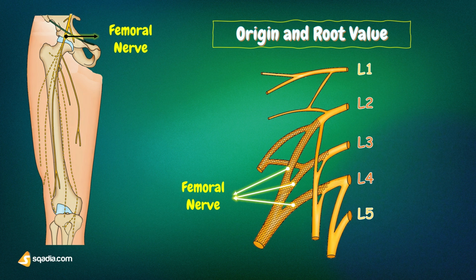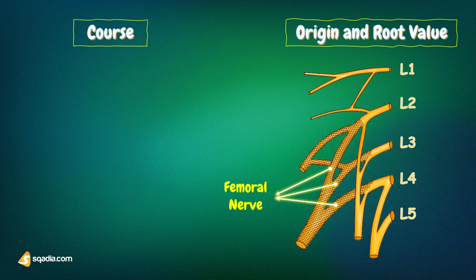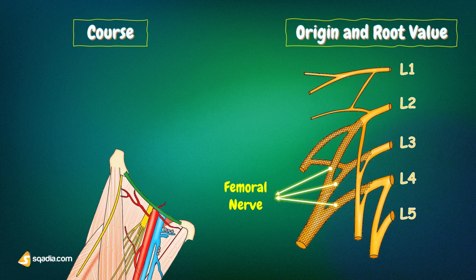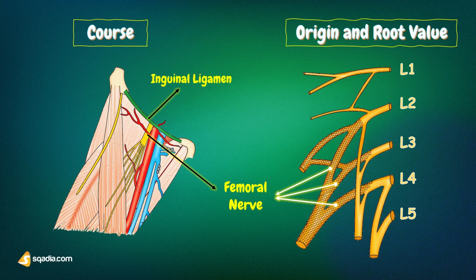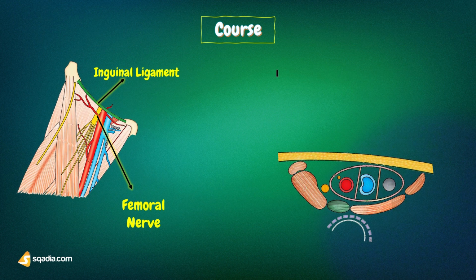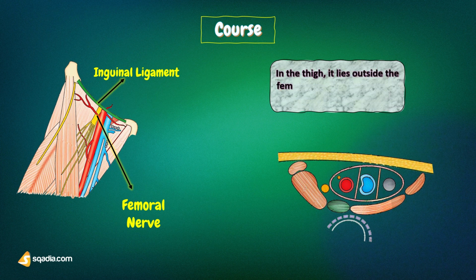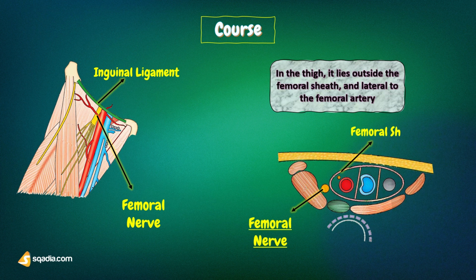As for the course of this important nerve of the lower limb, the femoral nerve enters the femoral triangle by passing behind the inguinal ligament just lateral to the femoral artery. In the thigh, if you look at this cross-sectional view, you can see it lies in the groove between the iliacus and the psoas major, outside the femoral sheath and lateral to the femoral artery. The nerve is not included in the femoral sheath as its formation is behind the fascia iliaca, which is forming the posterior wall of the sheath.